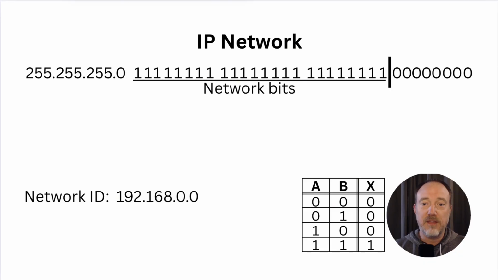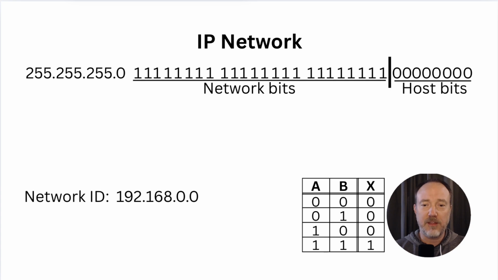Every bit that's a 1 in the subnet mask is known as a network bit. And any bit that's a 0 is known as a host bit. You'll see why in a moment. The network bits are used to determine which bits define the network, or the network ID. And the host bits are used to address endpoints that are part of that network.